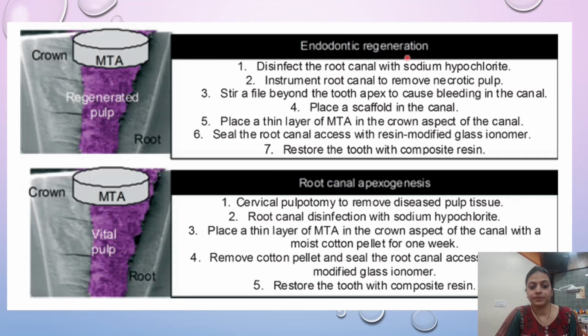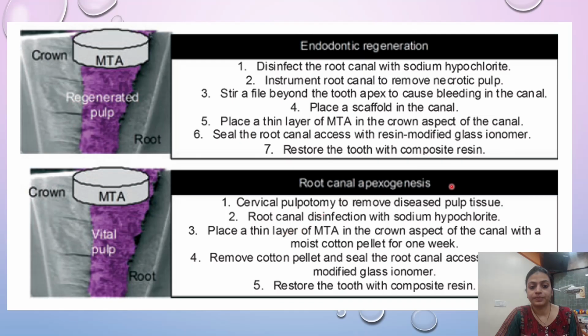So endodontic regeneration: here, disinfection of the root canal with sodium hypochlorite is done, then instrument the root canal to remove all the necrotic pulp, stir a file beyond the tooth apex to cause bleeding in the canal, then place a scaffold in the canal, which can be platelet-rich plasma or platelet-rich fibrin. Then place a thin layer of MTA in the crown aspect of the canal and seal the root canal with resin modified glass ionomer, and then restore the tooth with composite resin. This is endodontic regeneration, regenerated pulp.